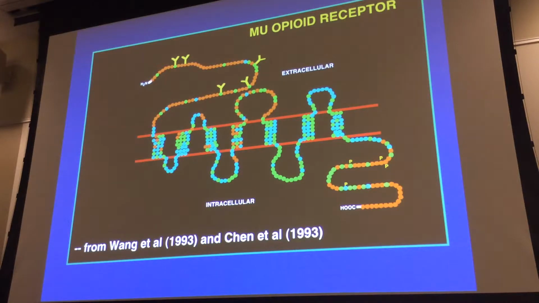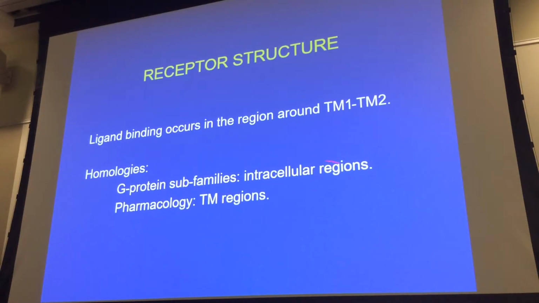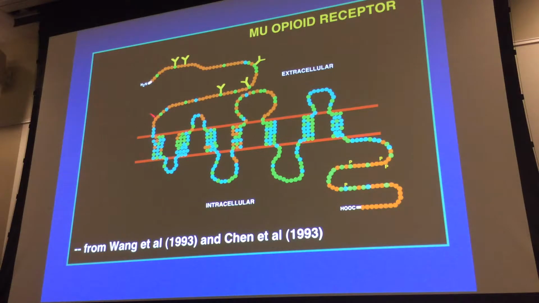So what I mean by this statement is that the G protein homologies are determined by the intracellular regions, and the pharmacology, which is the specificity of the receptor, is determined by the recognition site. So once again, what's the difference between an alpha 2 and a beta receptor? Well, the pharmacology is the same. So the alpha 2 receptor and the beta receptor are fairly similar up here because they're both binding to norepinephrine.